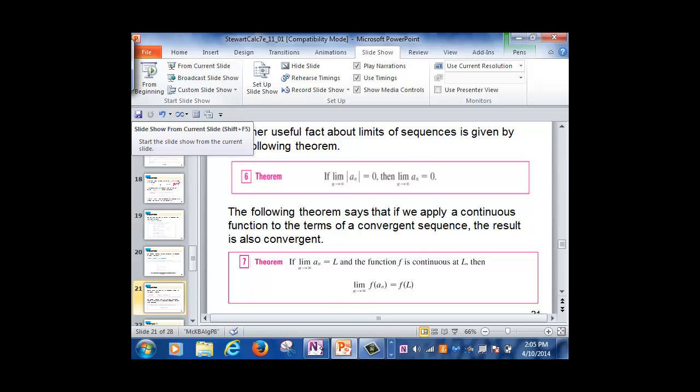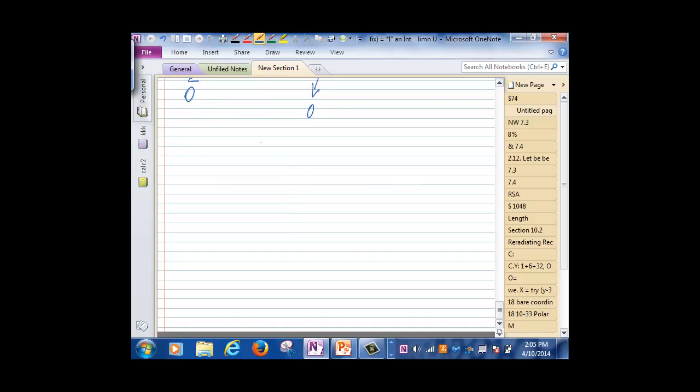Let me just give you some intuition why that's true. Let's say I have the real number line here, and let's say this point is the number 0, and we are assuming that the limit of the absolute value of an is 0. What is the meaning of saying that the limit is 0? It means that I can make this absolute value of an as close to 0 as I want to, simply by picking n big enough, right? So I know that the absolute value of an approaches 0.